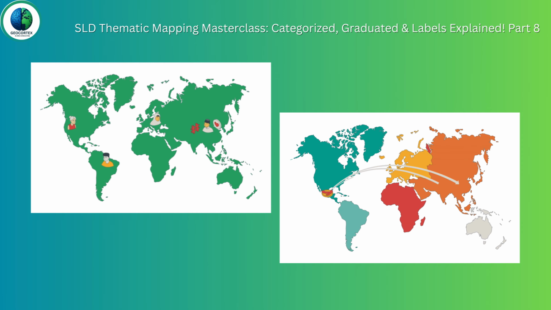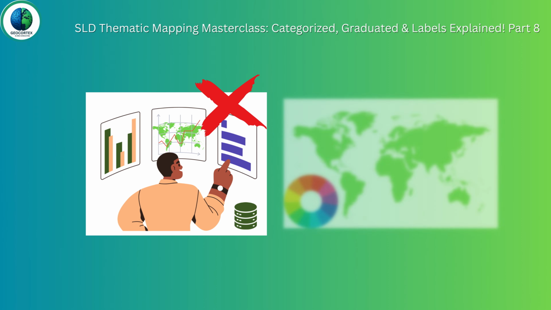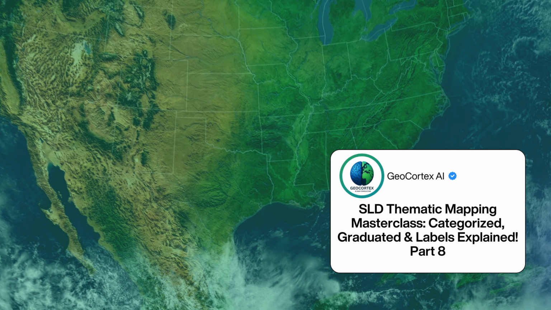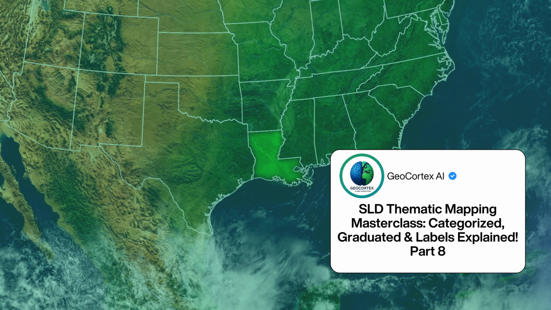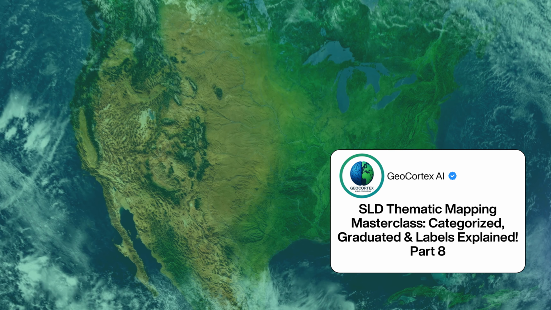Have you ever looked at a web map and thought, why does this look so clean and mine doesn't? The difference usually isn't the data, it's the styling. In this video, I'll show you how to create advanced thematic maps in GeoServer using SLD with categorized roads, custom line widths, dashed patterns, and smart labels that only appear when you zoom in.